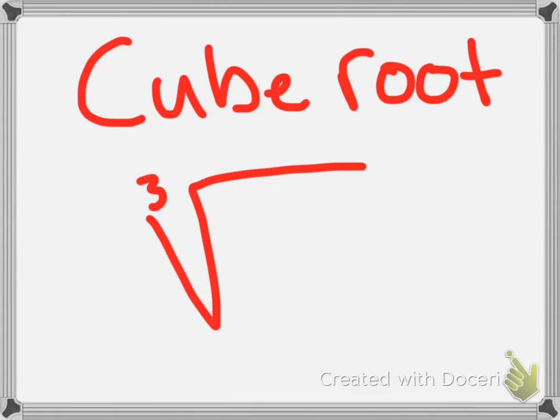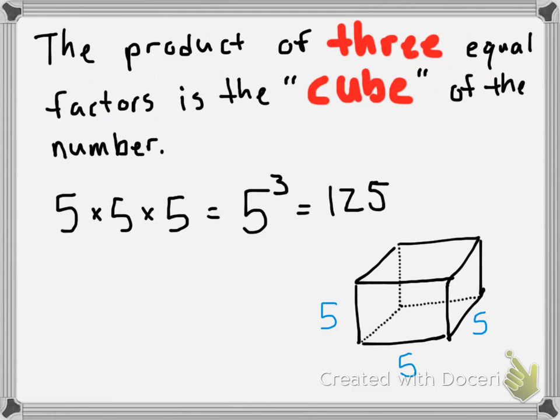In this video I'll be talking about cube roots. So first we need to know that the product of three equal factors is the cube of a number. So if I said 5 times 5 times 5, we would write it as 5 with an exponent of 3, and we call that cubed. So 5 cubed, which is 125.